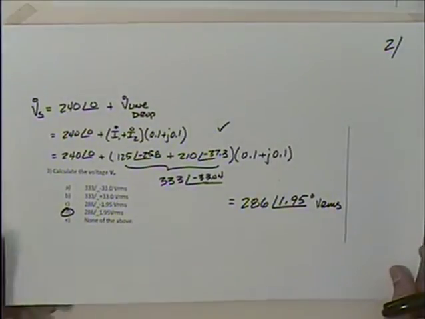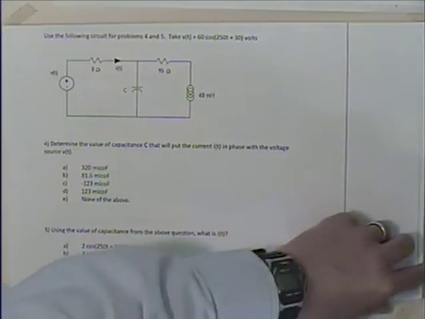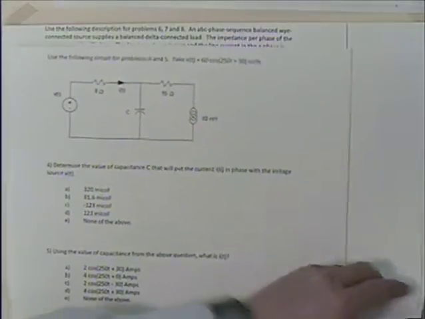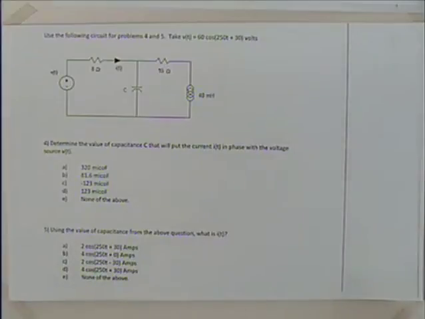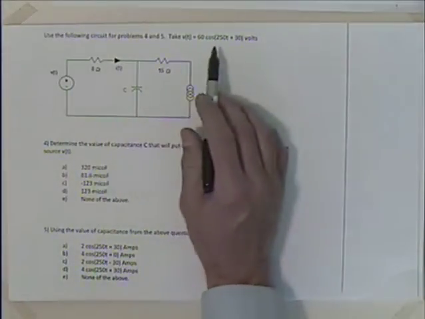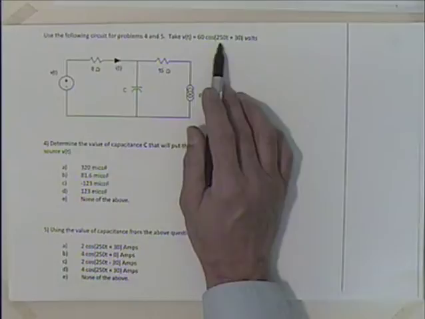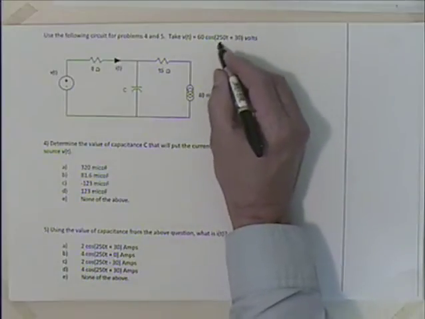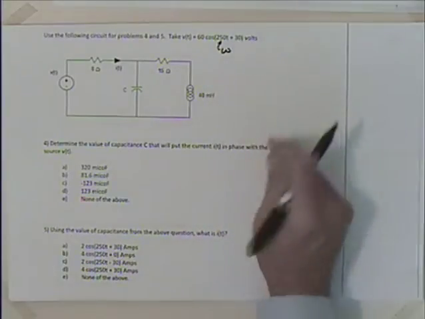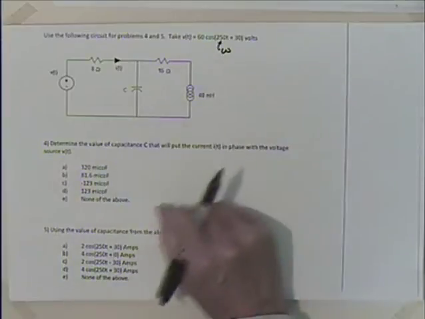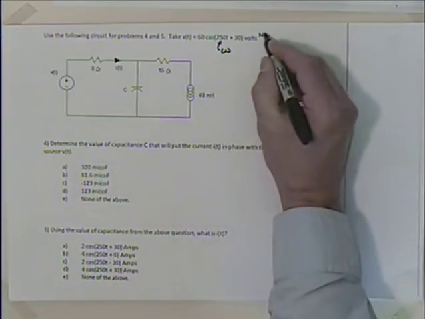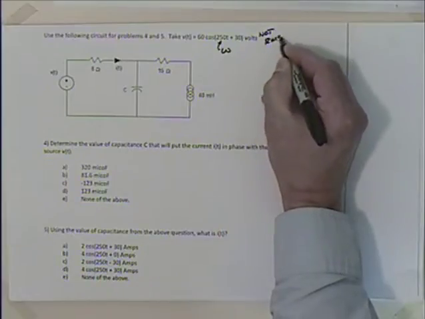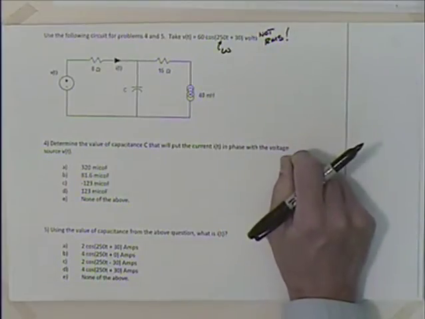Well, let's move on to problem number 4, or I guess rather questions 4 and 5. And a couple of things, we're going to look at the following circuit. Take the voltage at 60 and 250, so we have to be careful. Our omega now is 250. We're not in RMS anymore, so we need to remember that, not RMS, so keep track of that.